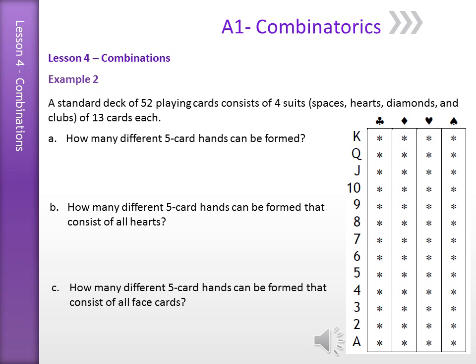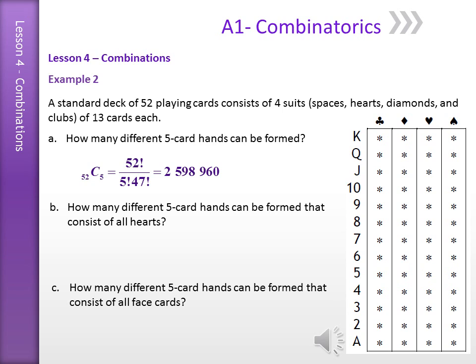Example 2. A standard deck of 52 playing cards consists of 4 suits: spades, hearts, diamonds, and clubs, each with 13 cards. A. How many different 5-card hands can be formed? We have 52 cards and we want a hand of 5. Order does not matter, so we use 52 choose 5. We can put that in our calculators and we get 2,598,960.